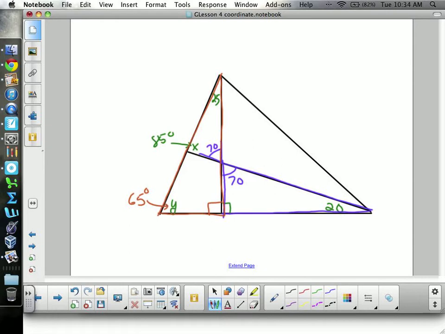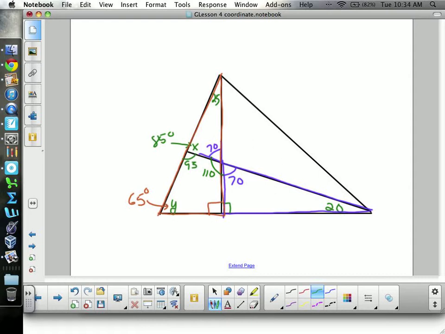You have to kind of pick out which triangles you want to work with. And so it's a little bit puzzle-like, in a way. We also knew a couple other things: this is 85, this is a linear pair making that 95. This is 70, so this is a linear pair making that 110. And then I could do these three angles, and the fourth angle has to add up to 360, because it's a four-sided one. So I could have done something like that.